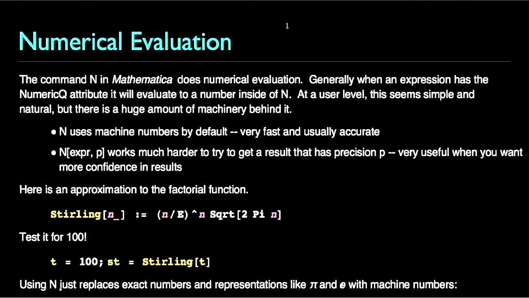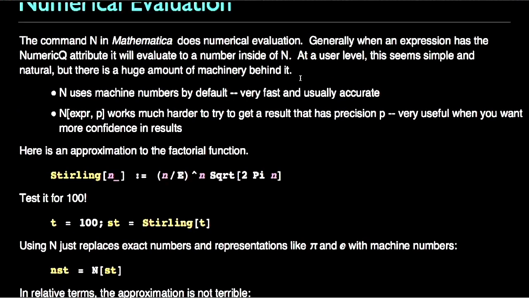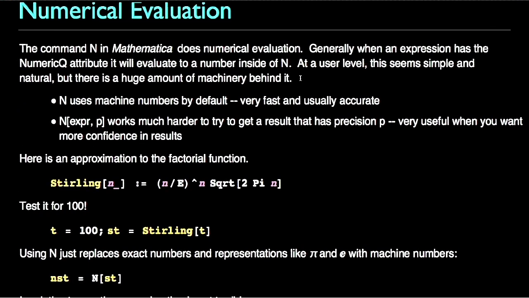Okay, so let's go to numerical evaluation. To me, the command N in Mathematica is the command that has the smallest name with the biggest stuff. When you use it, it seems obvious. Well, I want to convert the square root of 2 to a number. You just do N on it, right? And it works. Well, there's a lot behind that. It's kind of neat how it all fits together.